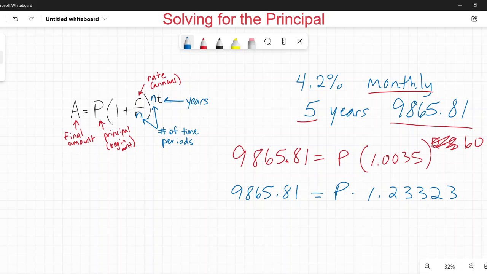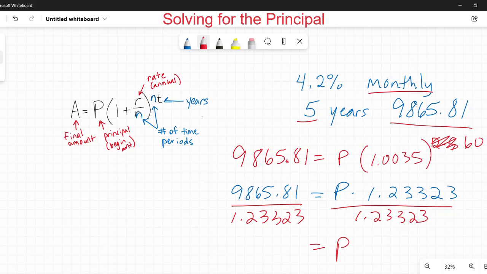P is being multiplied by this number, so I'm going to divide both sides by this number. So 9865.81 divided by 1.23323 gives me P of $7,999.98. Because there was some rounding in there, I think it's safe to assume this person started with $8,000.